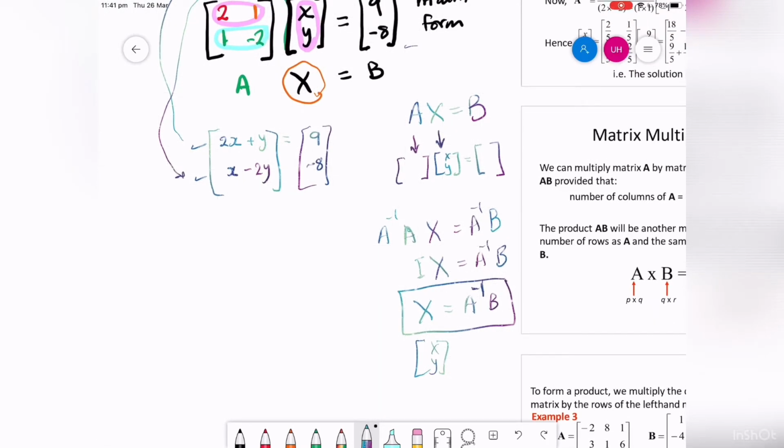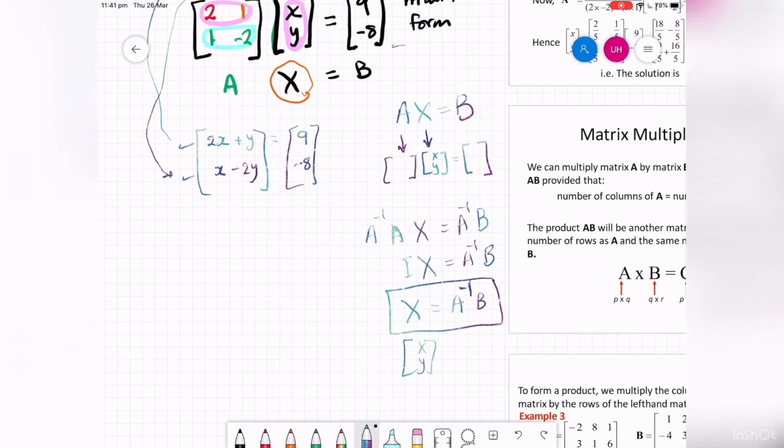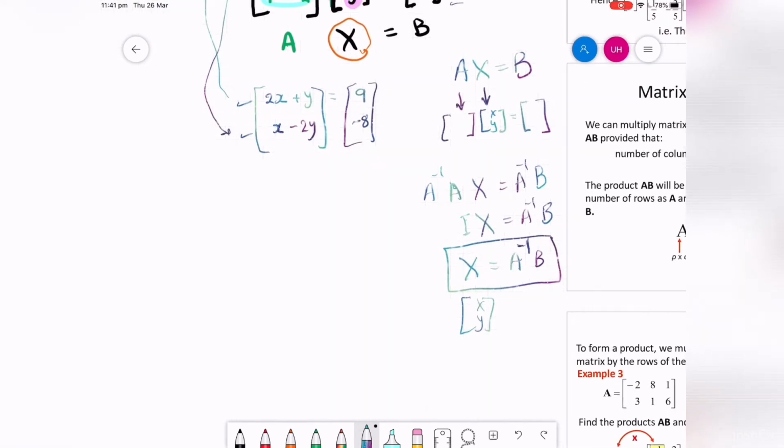From this expression, we can see that we need to find the inverse matrix. How to find the inverse matrix? From the slides above, or from the last lesson, we learned how to find the inverse matrix, and I'm just going to write it down here.